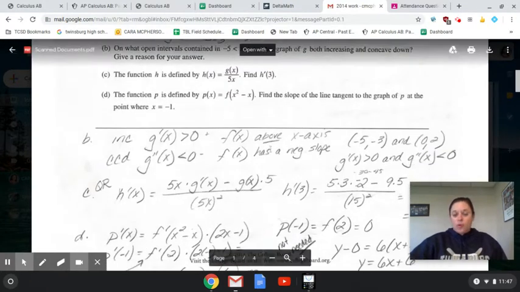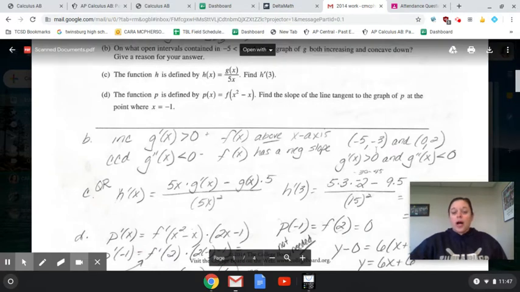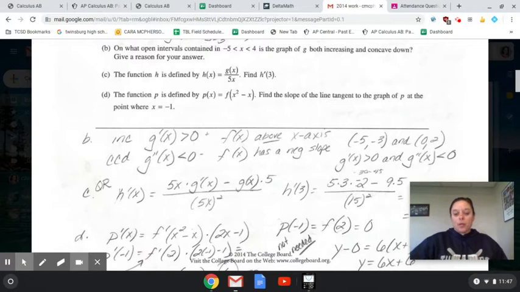So that was kind of my work. My explanation is what I'm looking for. And then over here, I wrote my final answer. You can put parentheses around this because they call them an open interval. You can also write it with inequality symbols.